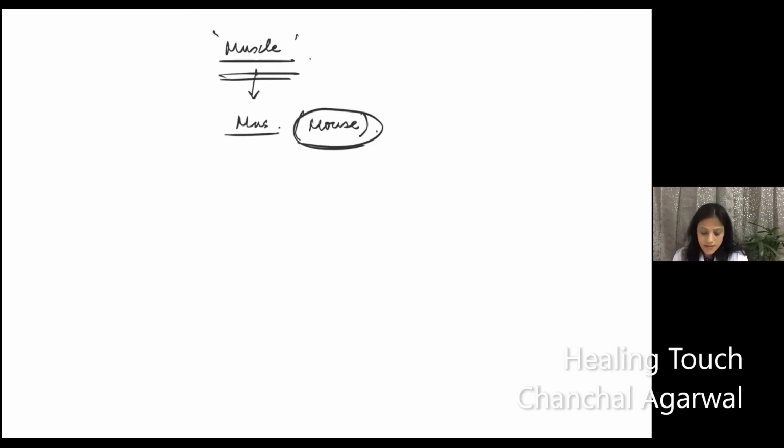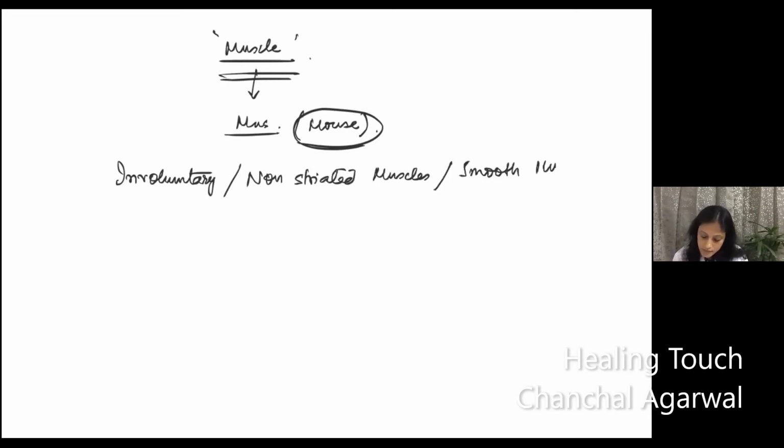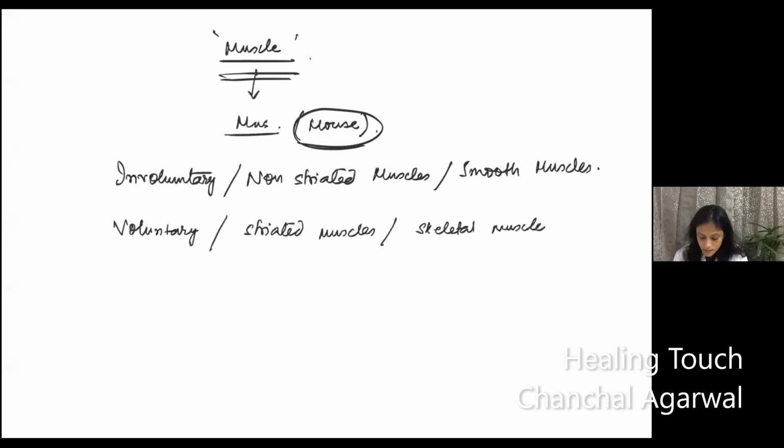Now, what is this muscle? Muscle is actually a part of the muscular system, which is of two types. One is involuntary muscles. Involuntary muscles are also called non-striated muscles or smooth muscles. And the second one is voluntary muscle. Voluntary muscles, or striated muscles, or skeletal muscles. So one is involuntary and second is voluntary.